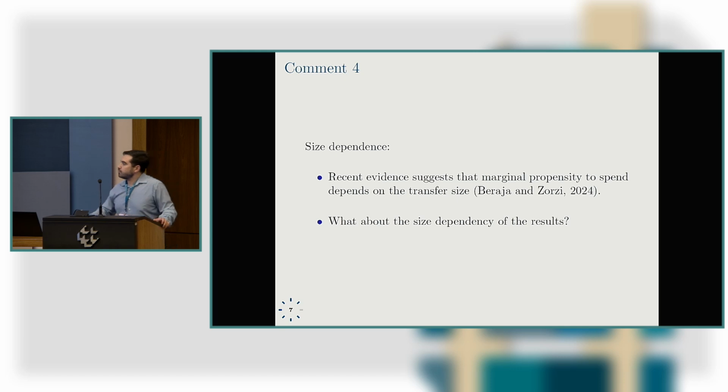And my final comment is related to the size dependence of the stimulus. There is recent evidence by Brian Sorcy that marginal propensities to spend can be transfer size dependent. So basically, if you give low-income households $300, it is different than if you give them $2,000. Basically, $300 you spend immediately, but $2,000 is not that true. So how do those results behave when you have this type of size dependency in your marginal propensities to consume? So this is my final comment.